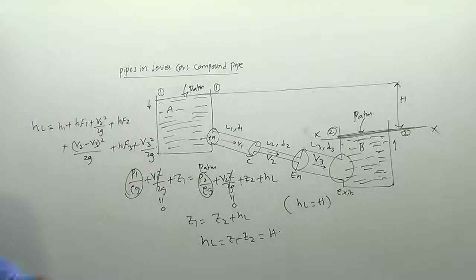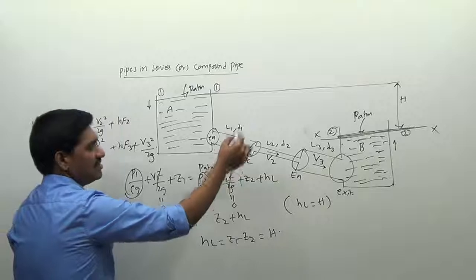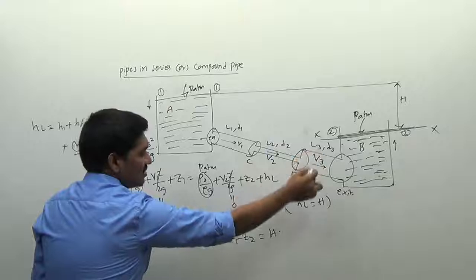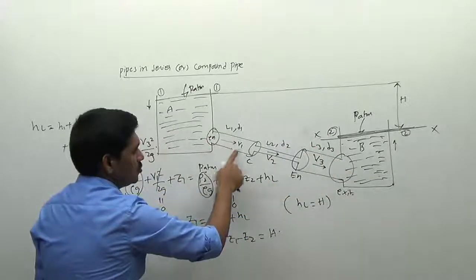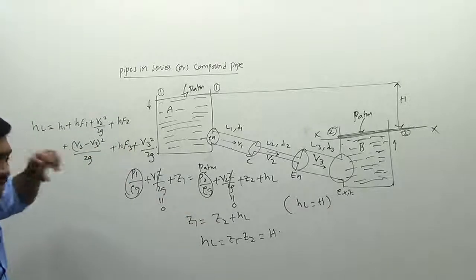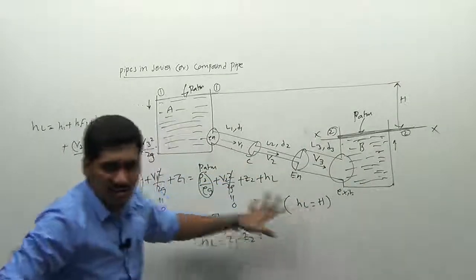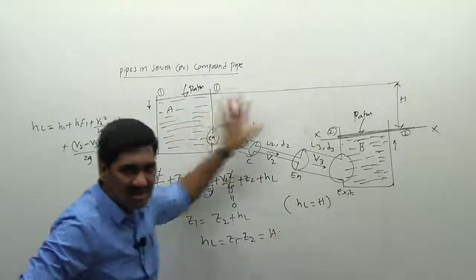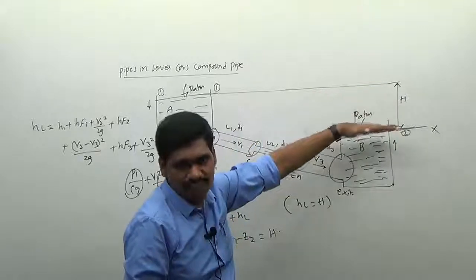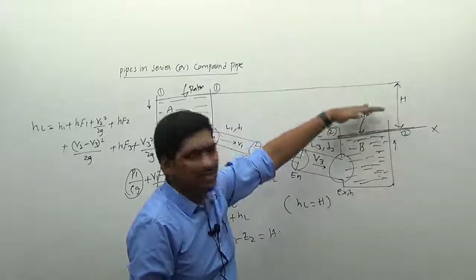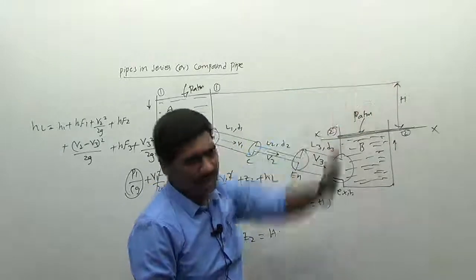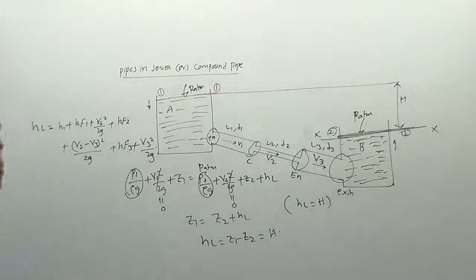So how many losses do we have? Entrance plus friction plus contraction plus friction plus enlargement plus friction plus exit. So 1, 2, 3, 4, 5, 6, 7 number of losses we have. We have to count all the losses, and the value obtained by adding all these 7 losses is equal to the difference of height between the reservoirs. Okay, you may have an inclined pipe in this way also. You may have it in any position. So please note down.